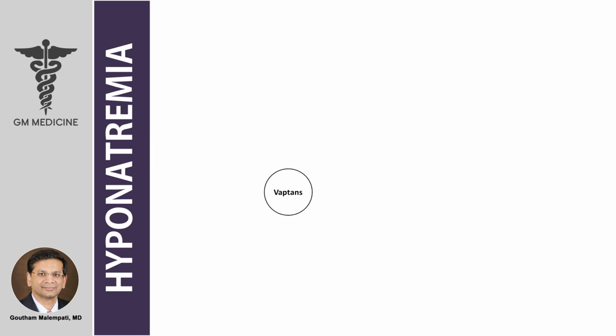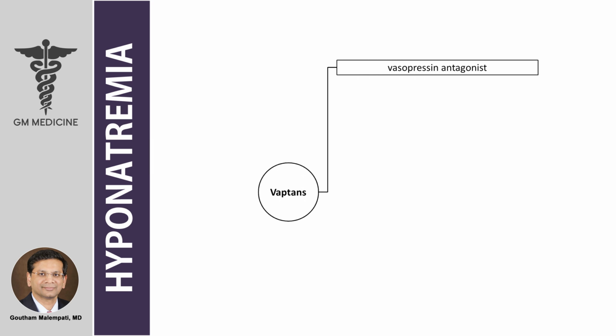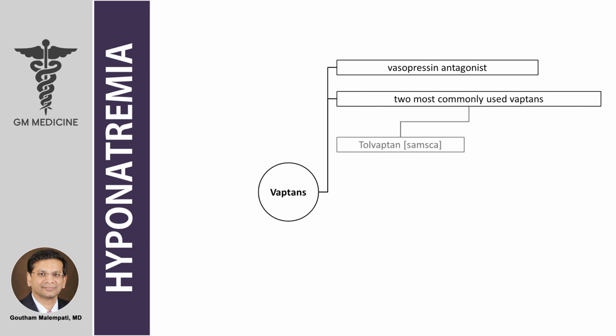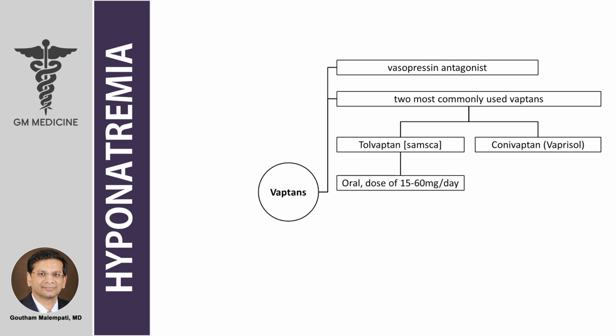Now let's talk about Vaptans, which are also called vasopressin antagonists. The two most commonly used Vaptans are tolvaptan, which is also called Samsca, and conivaptan, which is called Vaprisol. Tolvaptan is orally administered in a dose of 15 to 60 milligrams once daily, and conivaptan is administered intravenously in a dose of 20 to 40 milligrams per day.